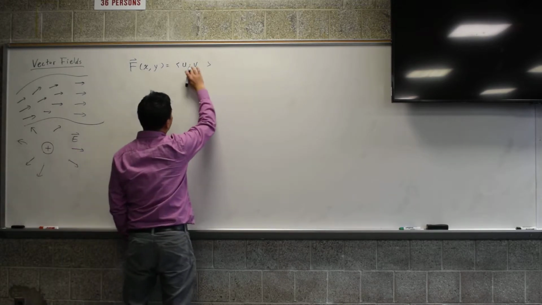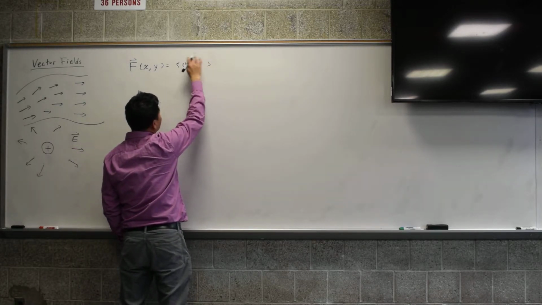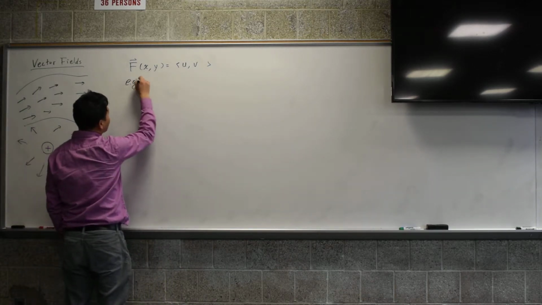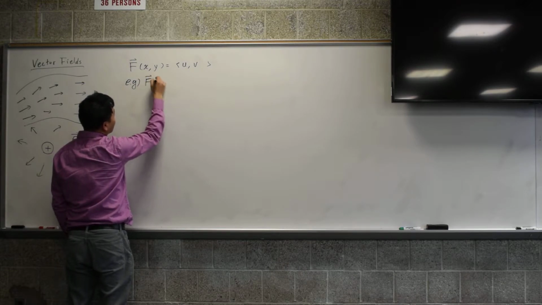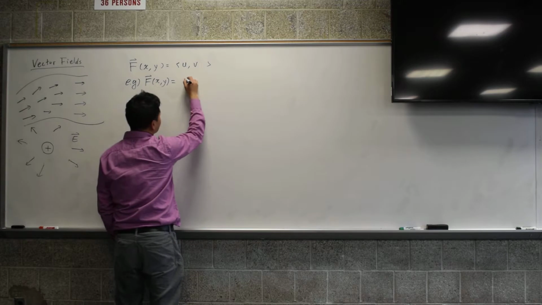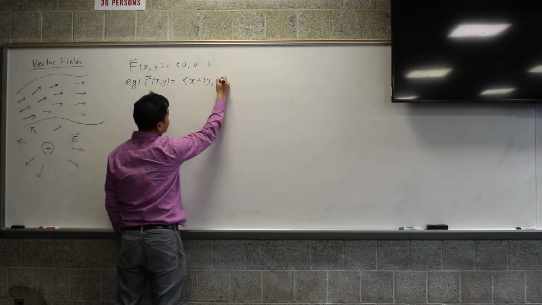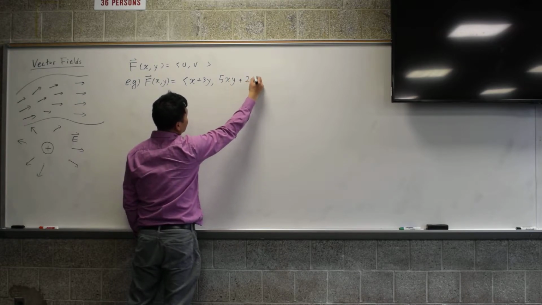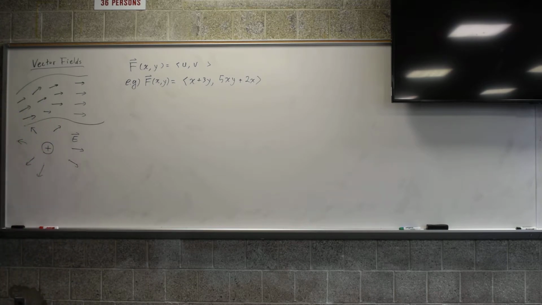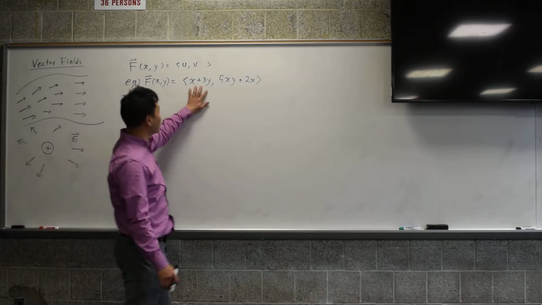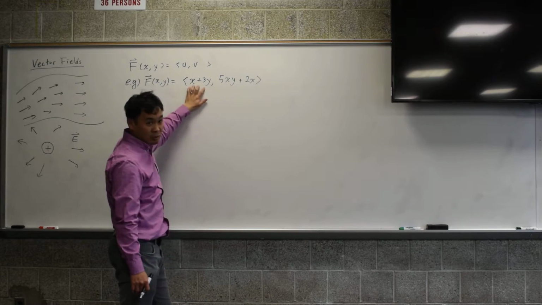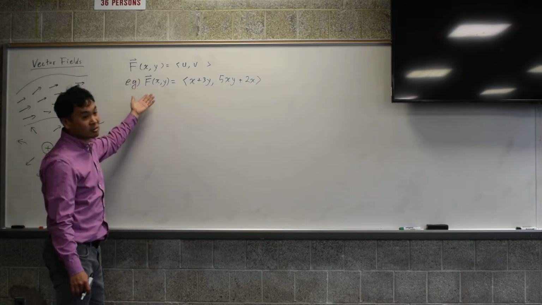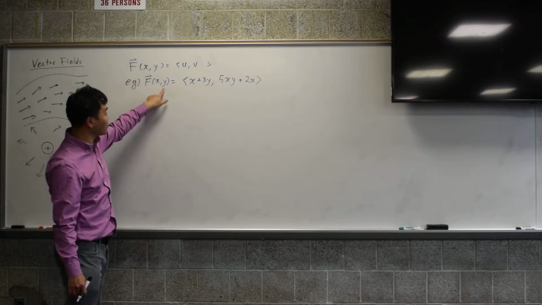Here you have u and v, and these are individually functions of x and y. So as an example, let me show you an example. You could have something like this. So I just came up with two functions of x, y. This is a function of x and y. This is a function of x and y. I just place them together. And of course, this is a vector field because I plug in some number for each one of them.